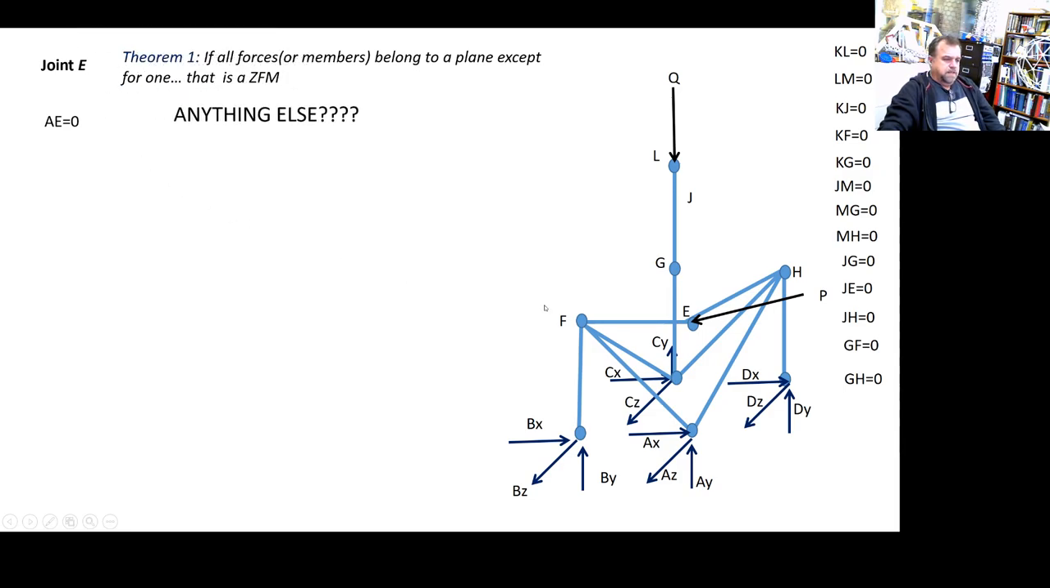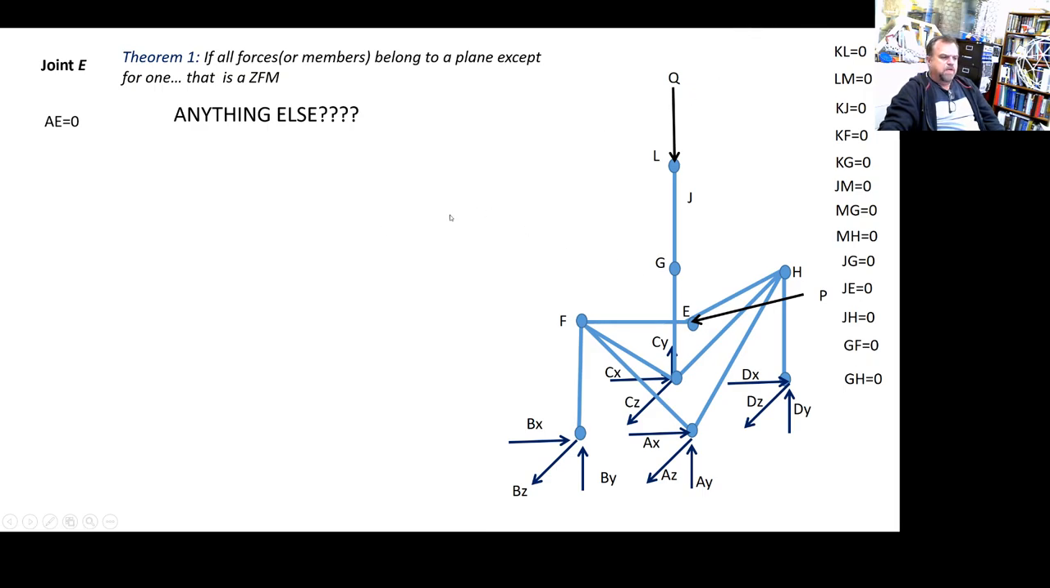Anything else? Let me see, I have here four. I don't have any rule for four. I have here three, but they're in the same plane and two of them are not collinear. If these and these were collinear and they were in the same plane, that would be zero, but this is not the case. I have 1, 2, 3, 4. I don't have any rule for that. So here I have 1, 2, 3, 4, 5. There's no rule for that. I don't have any more zero force members that I see. But we reduce all of these.